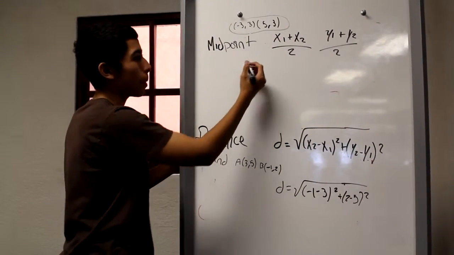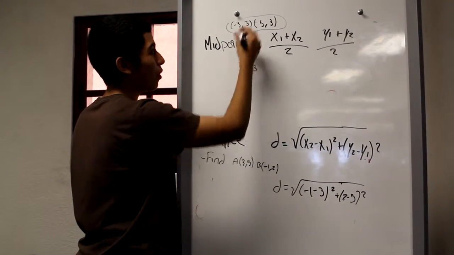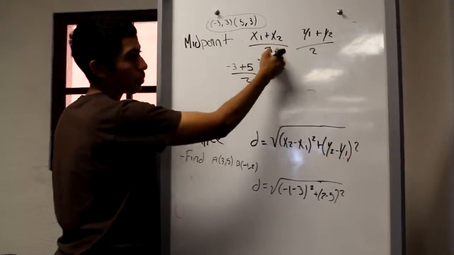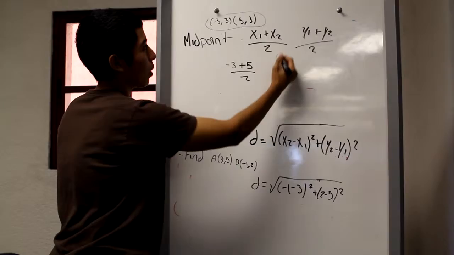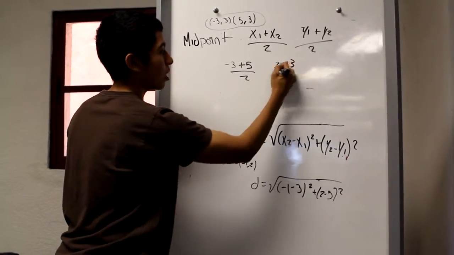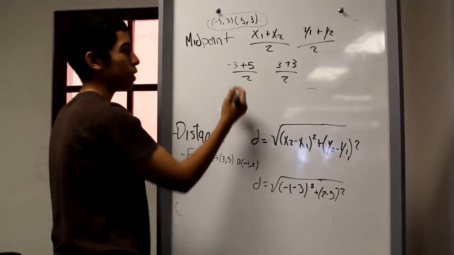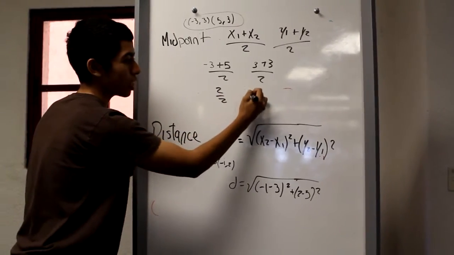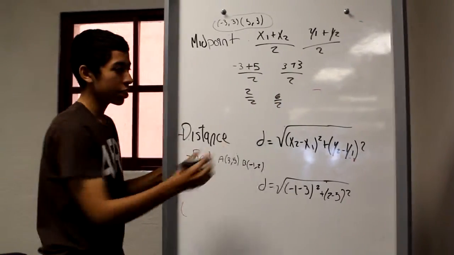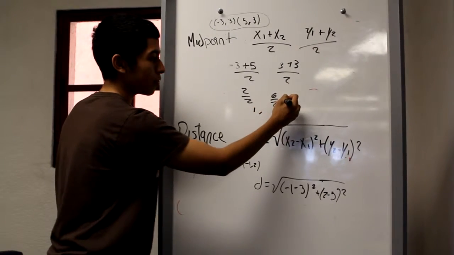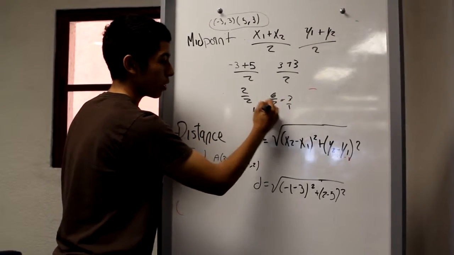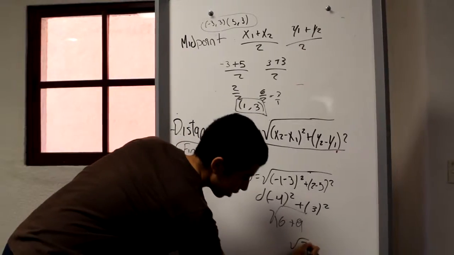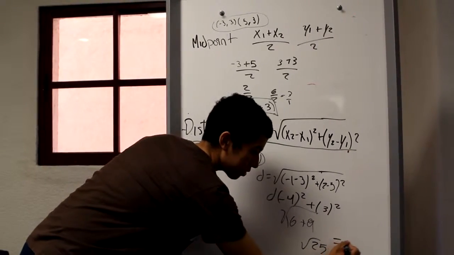First you need to add the x's, 1 and 1, divided by 2, and the y's, that are 3 plus 3, divided by 2. If we add this, we have 2 over 2 and 6 over 2. This gives 1 and 3. This is the answer.